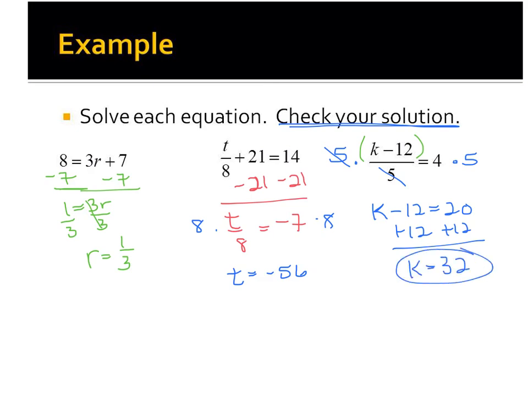And to show you what that check would look like, remember you're doing checks for the other ones, 32 minus 12 over 5. All right, 32 minus 12 is 20. Remember, we just work straight down. 20 divided by 5 is 4, so that one checks.